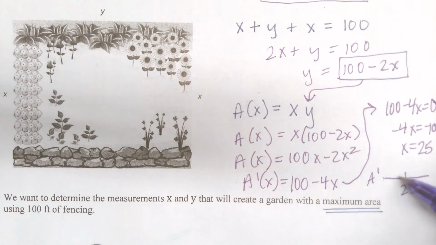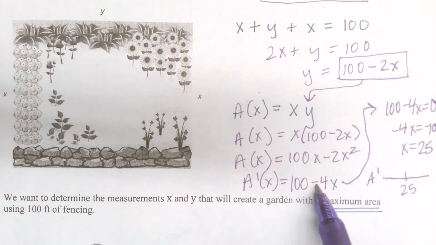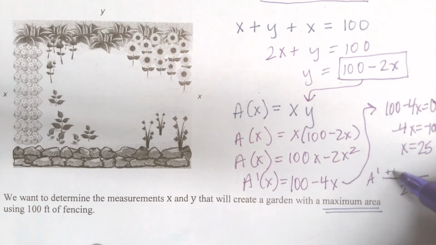And so I'm going to pick reasonable values. I'll pick 1 and plug it into my derivative. 100 minus 4 times 1, that's a positive value, which means this is increasing.